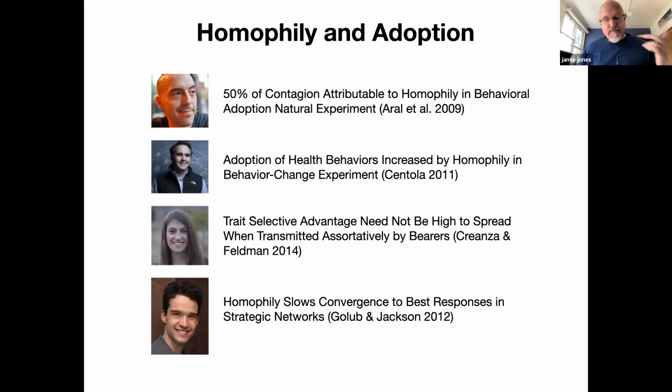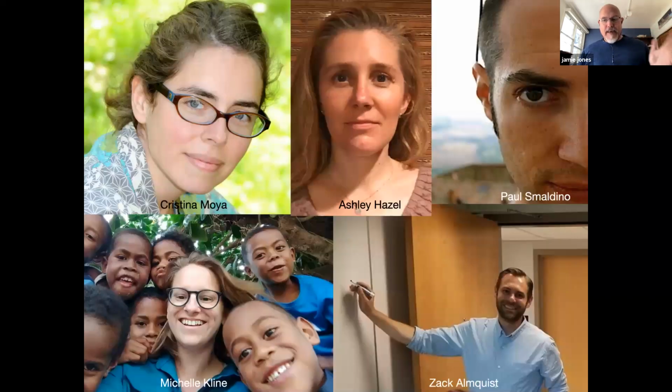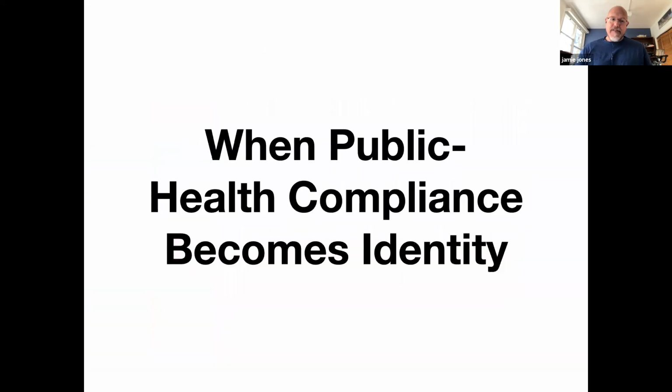All right. So I'm very lucky to be the PI on an NSF grant related to COVID with this fantastic team of young scientists, and we are studying a lot of these types of processes. I'm going to talk about a paper that Paul Smaldino and I have already written on this topic. It deals with the question of when public health compliance becomes an identity, both an individual and a group identity. And what we do is construct what we call a coupled contagion model.